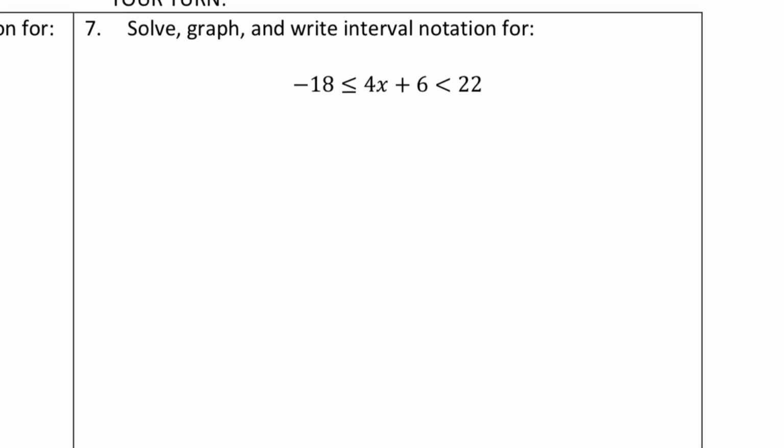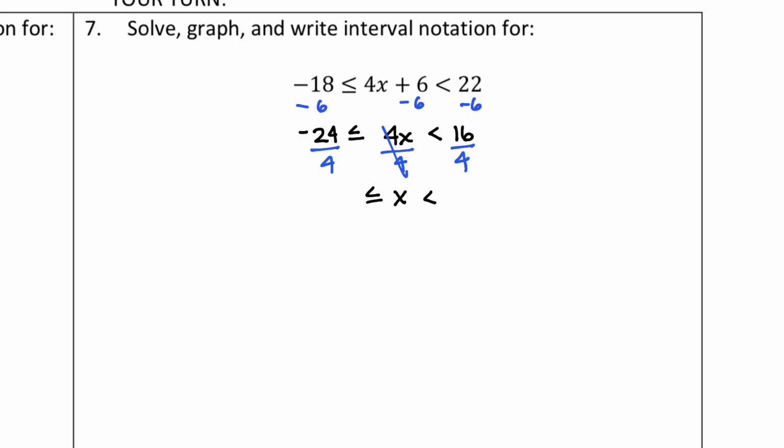So we're going to subtract 6 in the middle to get x by itself. So now we have to do it to all three sides, all three parts. Okay, so we get negative 24 is less than or equal to 4x, which is less than 16. Got to get rid of that 4 in the middle, so I do it to all three parts. Okay, so x in the middle.